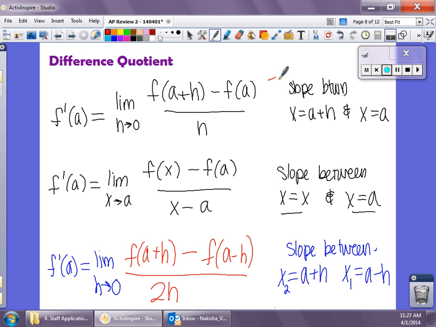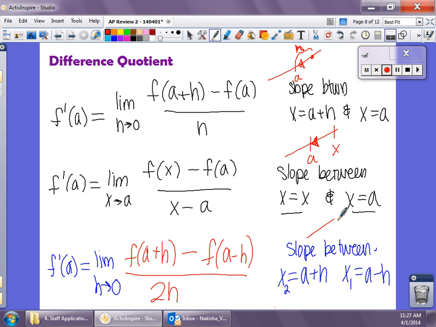So here's a, and that's h. So it just says that h has to get smaller, so we'll go towards a. The second one, here's a, and they call this one x, and then they make x go towards a. This one is a little bit different.